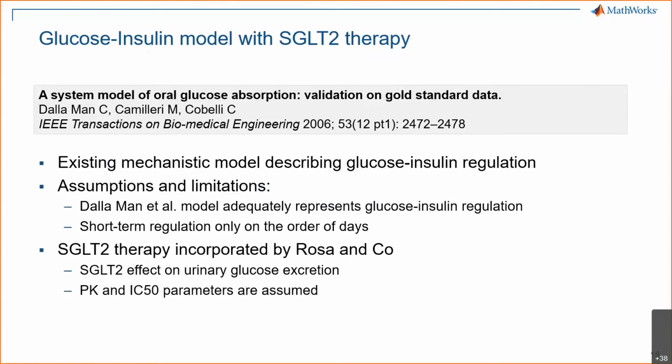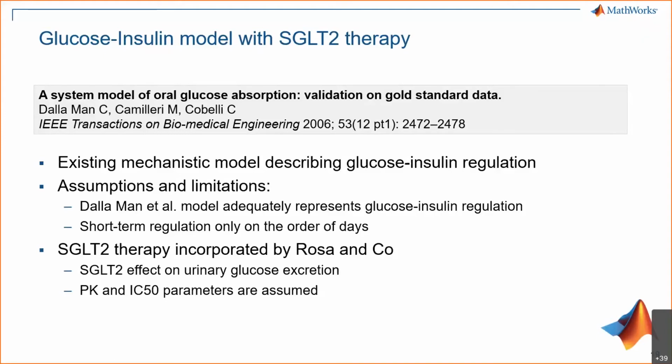This was just a model of the glucose insulin pathway only. So now, obviously, we need to include the SGLT2 therapy. This has been incorporated by a consulting company called Rosa & Co., who work with Symbology and specialize in building custom QSP models, using what they call the physio map that is based on the Symbology diagram concept. Here the assumptions are that the SGLT2 effect is on the urinary glucose excretion, and we need to assume also the PK profile.